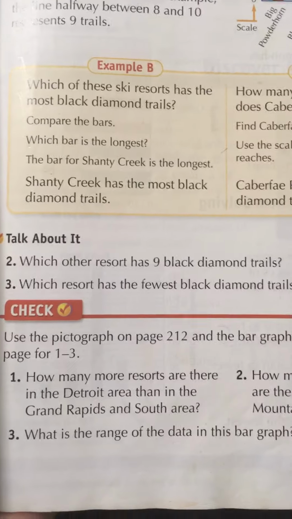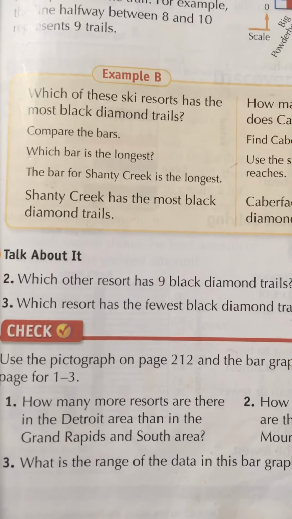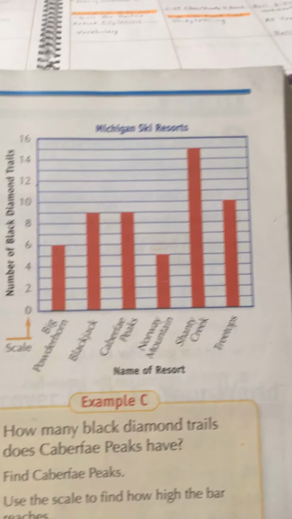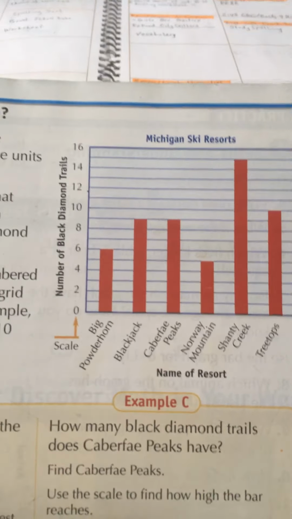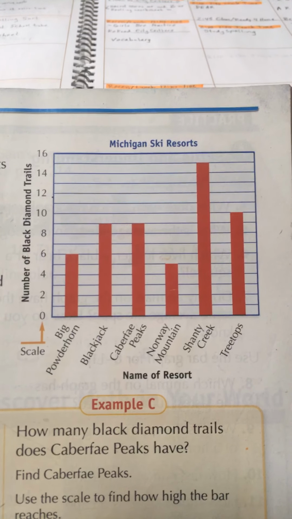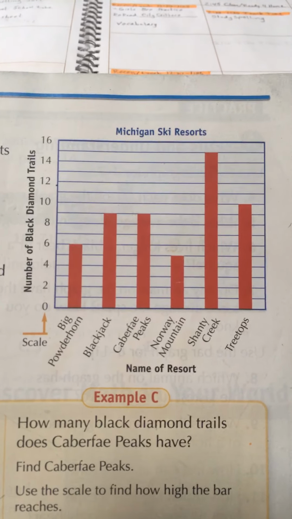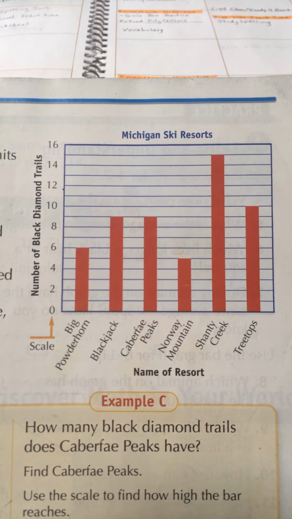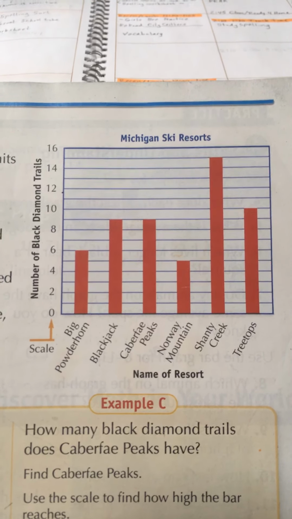Okay, let's take a look at question number 3. Which resort has the fewest black diamond trails? So now we're looking for the fewest. Now the fewest obviously would be the shortest bar. So take a look at your bar graph and see if you can find which one would be the fewest. Go ahead and click pause, find it, and then we'll come back.